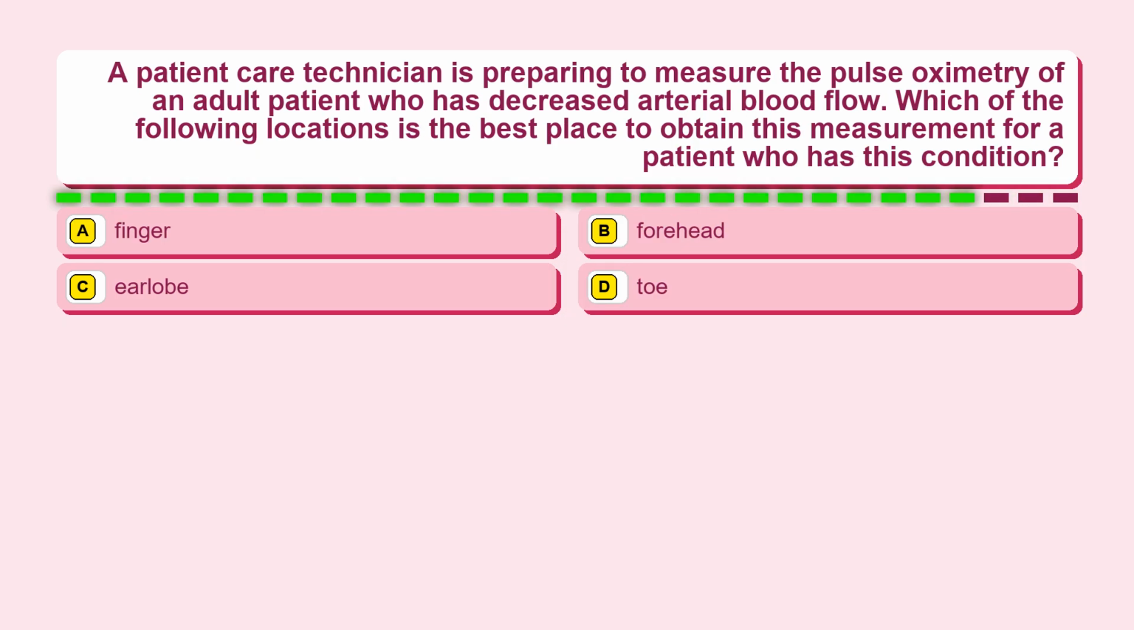Question 68. A patient care technician is preparing to measure the pulse oximetry of an adult patient who has decreased arterial blood flow. Which of the following locations is the best place to obtain this measurement for a patient who has this condition? Option A, finger. Option B, forehead. Option C, earlobe. Option D, toe.